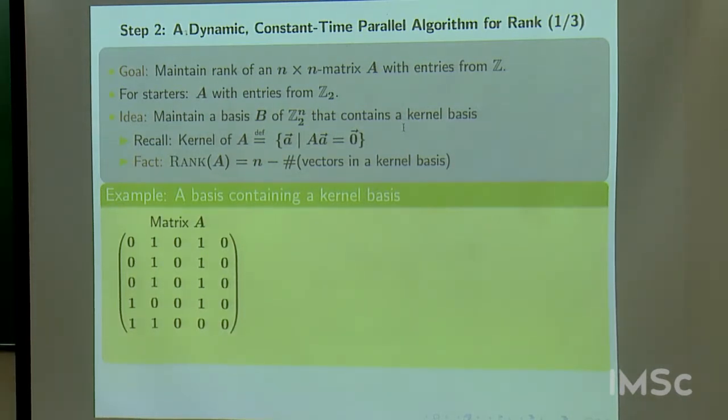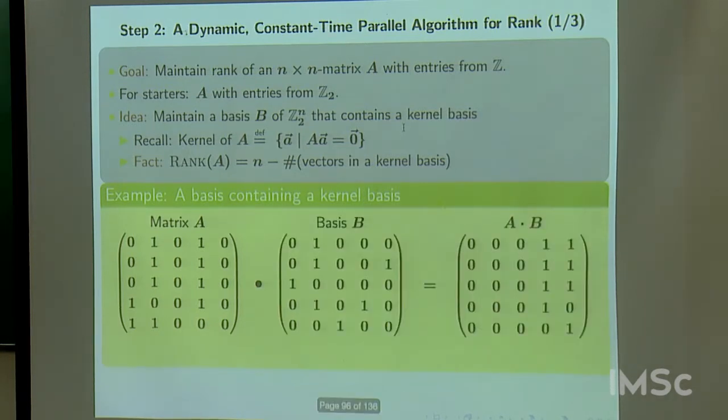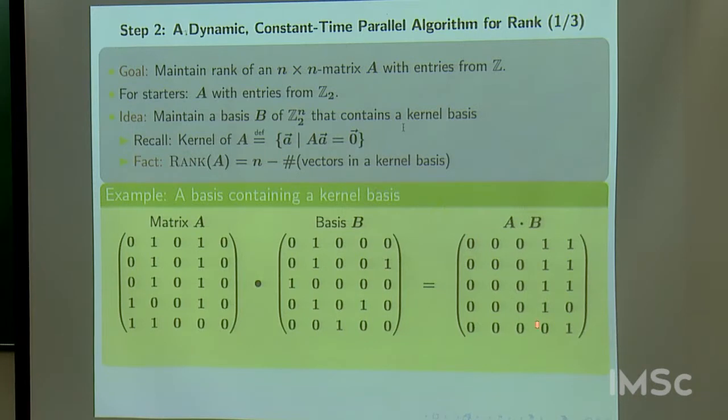So you have a matrix A. You want a matrix B. So this is a basis matrix. You can verify that it is indeed a basis, and now if you take the product of these, you get 3 columns which are 0 and 2 columns which are 1, correct?